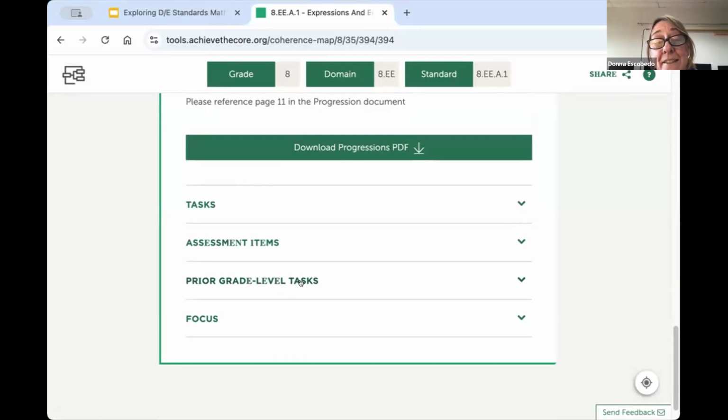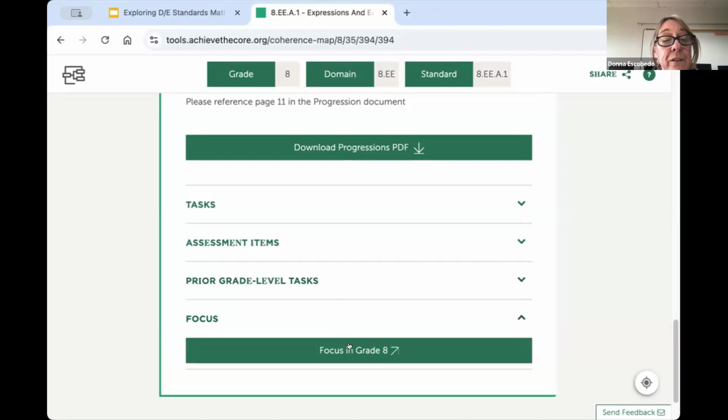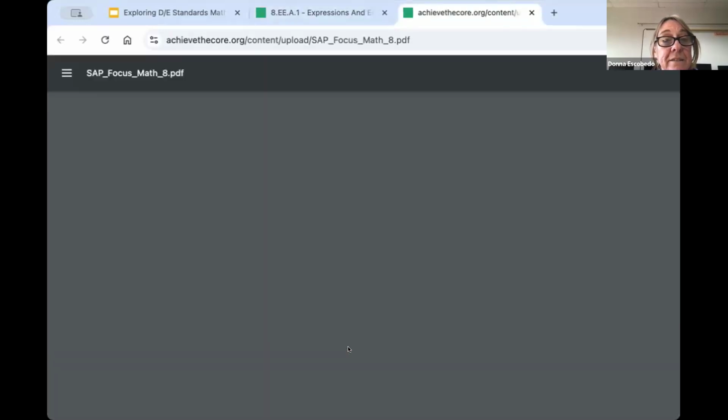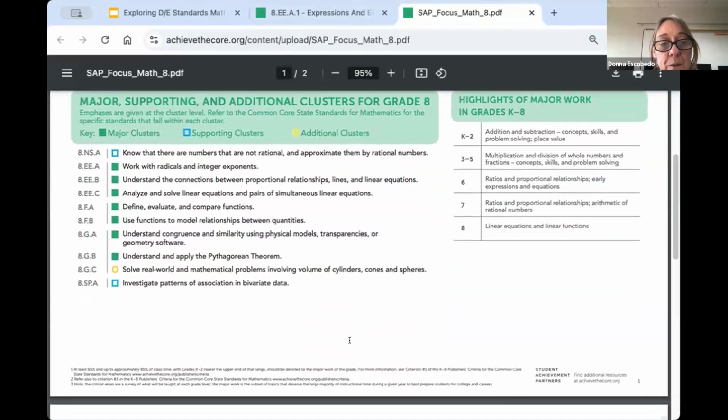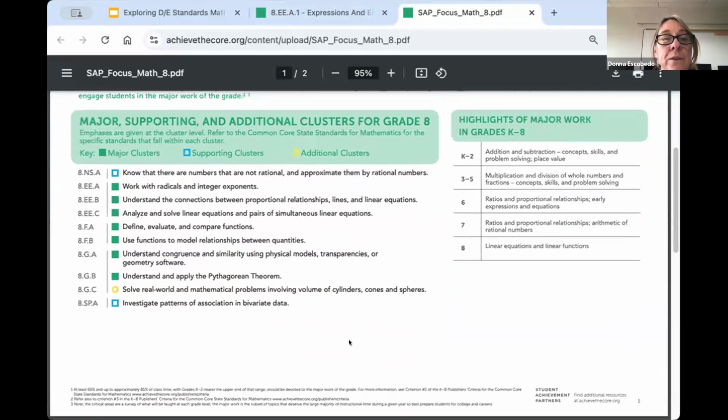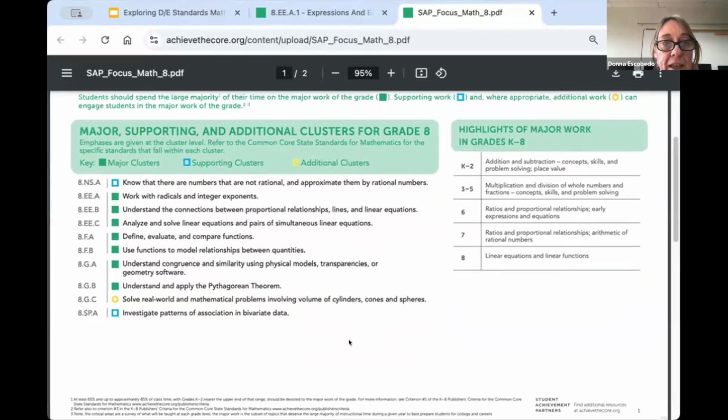Prior grade level tasks, so things that, like I showed on the map, would come before. This is just listing out what those are. And then they have a focus, and that has to do with the focus on that grade level. So it'll give you a chart of where that level is focusing and those main things that they're looking at.